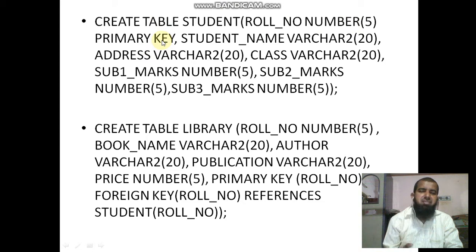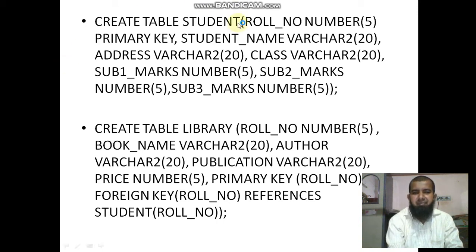Roll number is a unique number. No two students have the same roll number. Each student contains only one roll number, nobody has the same roll number. For example, if one student has roll number 5, the other students contain a different roll number. So roll number is very unique, that is called primary key.